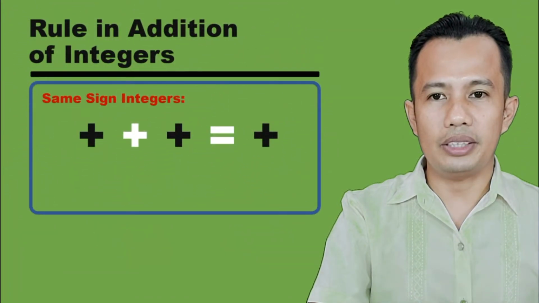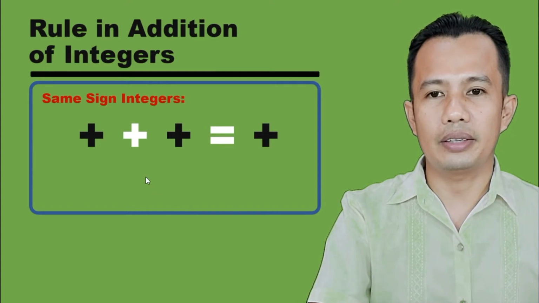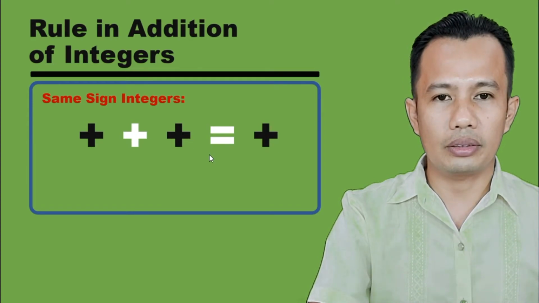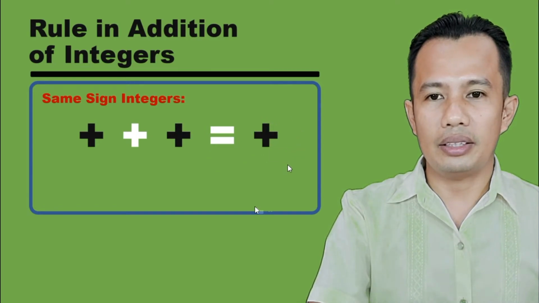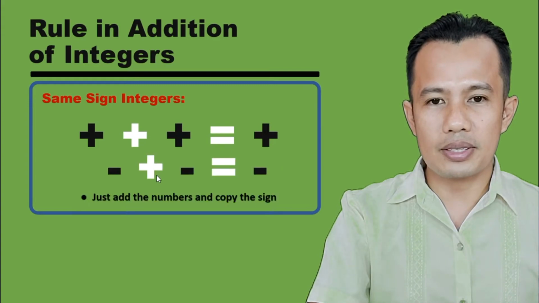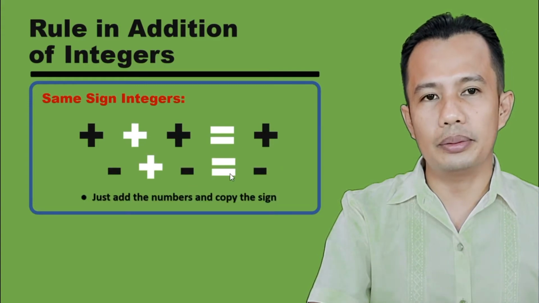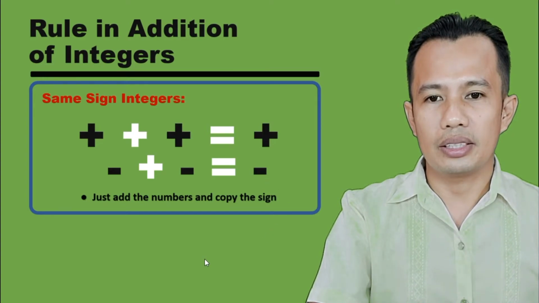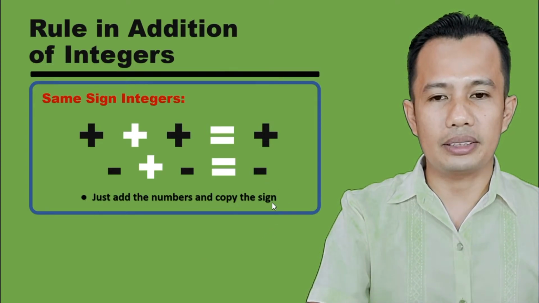Rule in addition of integers. Same sign integers, wherein the first integer is positive and the other integer is positive, will result in a sum which is also positive. And a negative plus a negative integer is equal to negative. So the rule is just add the numbers and copy the sign.